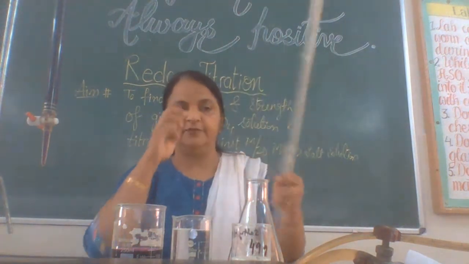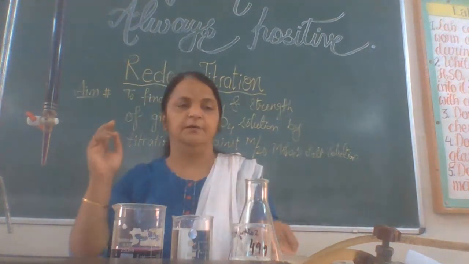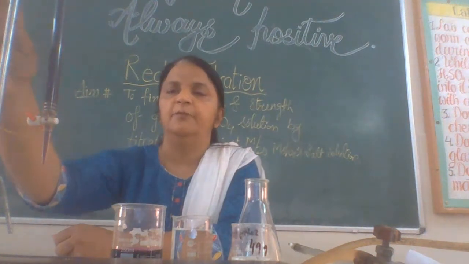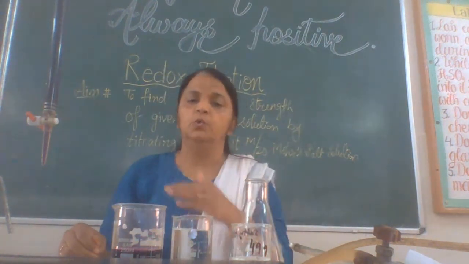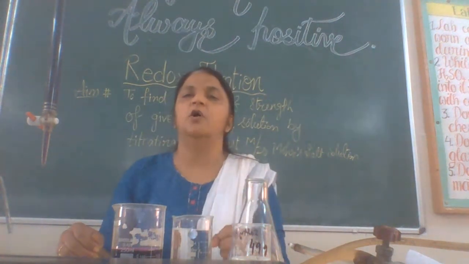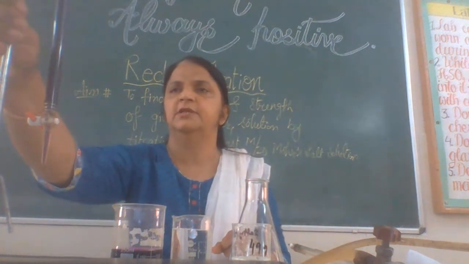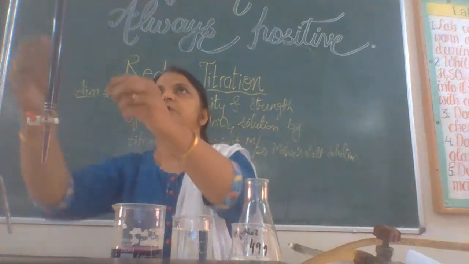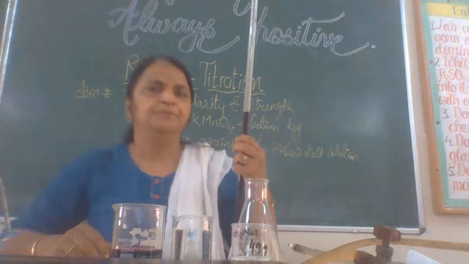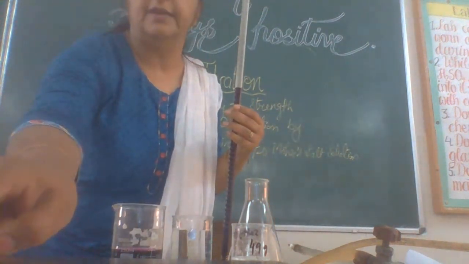So here I have taken this potassium permanganate solution. That means the substance whose volume is to be calculated here is potassium permanganate, that is, how much volume of potassium permanganate is required to oxidize 20 milliliters of Mohr salt solution. So we can fill this oxidizing agent, our potassium permanganate solution, in this burette by using a funnel. As you can see here, I have filled it. Now I'll show you how you can fill it.